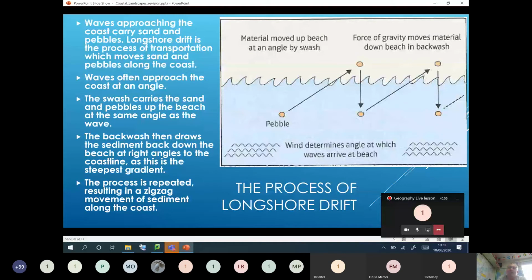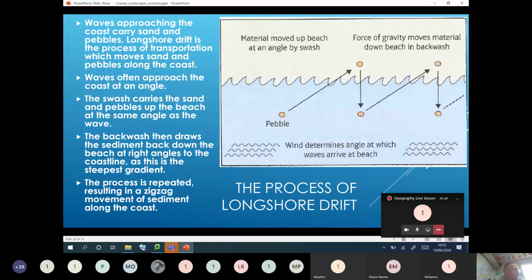We've then got the backwash. As we've said before, the backwash comes down at 90 degrees. Due to gravity, it always comes directly back into the sea. Then the wave comes along again, picks up that pebble and takes it up the beach at the angle the wind is coming in, and then straight back down due to gravity. So you get this continual action of sediment moving along the coastline.